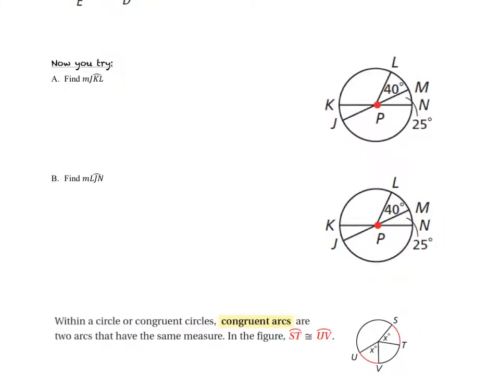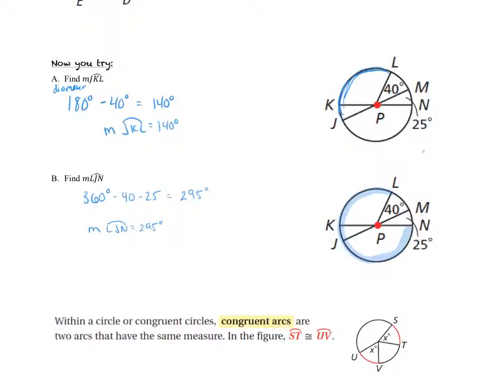Try the now you try and hit play when you're ready to see the answer. Here are the answers to the now you try. So in the first one I had to use the diameter again, and I had to subtract out the 140 that we knew so far. So that left me with 140 degrees for my arc. In example B, I used the whole circle, 360 degrees, and I need to subtract out the 40 and the 25 angle or arc measurements. So my answer is 295 for that one.